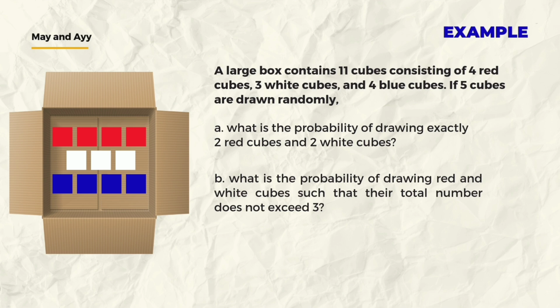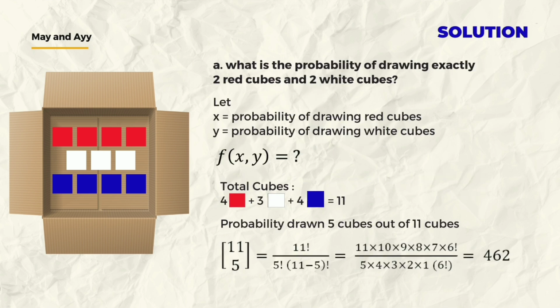Here, a large box contains 11 cubes consisting of 4 red cubes, 3 white cubes, and 4 blue cubes. If 5 cubes are thrown randomly, A. What is the probability of throwing exactly 2 red cubes and 2 white cubes? B. What is the probability of throwing red-white cubes such that their total number does not exceed 3? Okay, we are going to do the A question first.